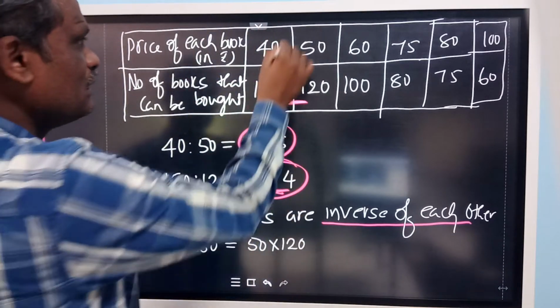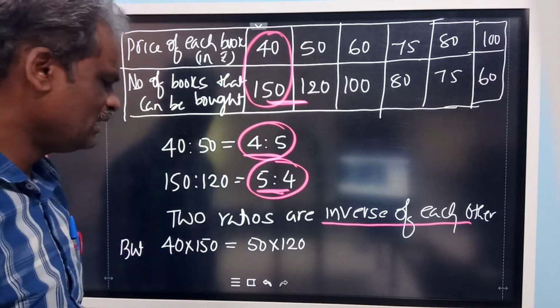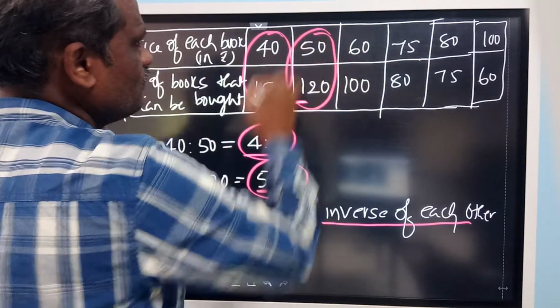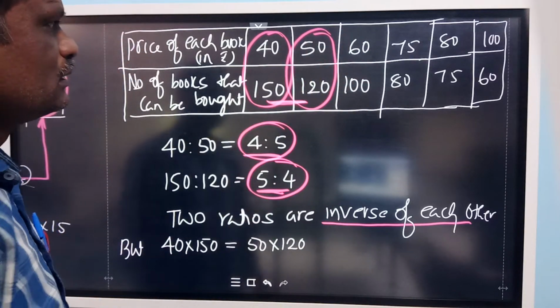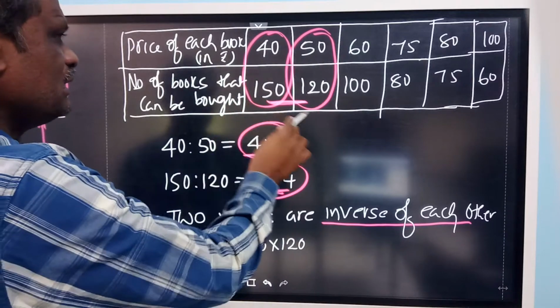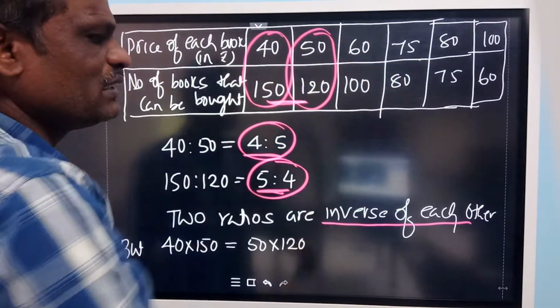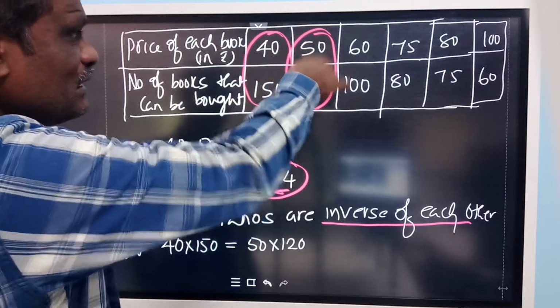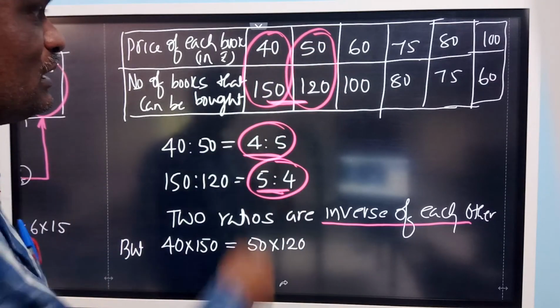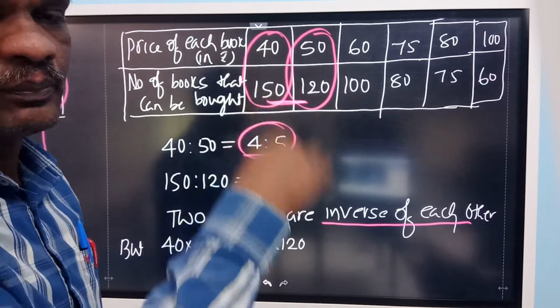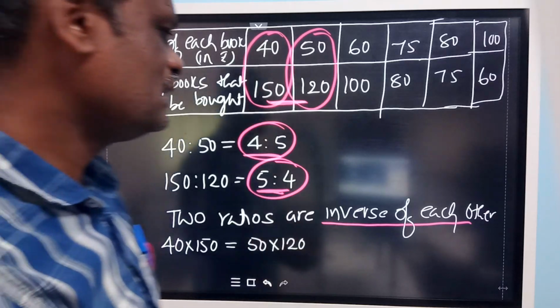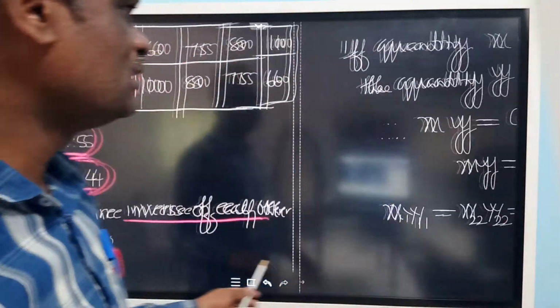But remember one thing: 40 into 150 is the same as 50 into 120. It is 6,000, 6,000, 6,000, everywhere 6,000 only. The product is the same. In direct proportion, the ratio was the same. Here the product is the same. That is how you get the inverse relation.